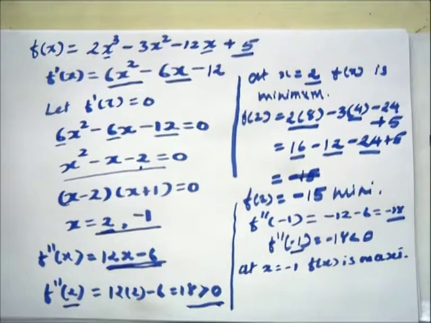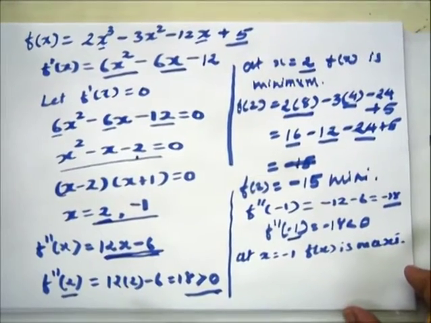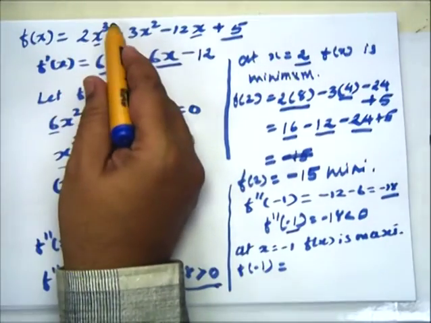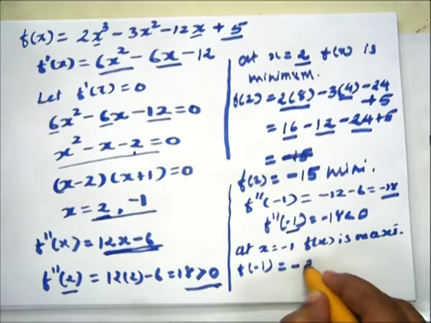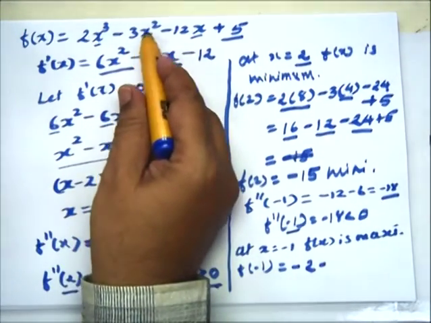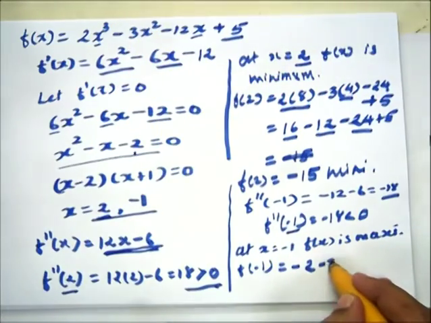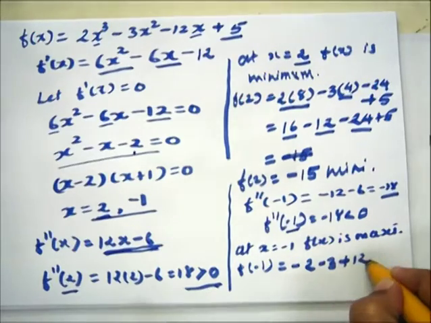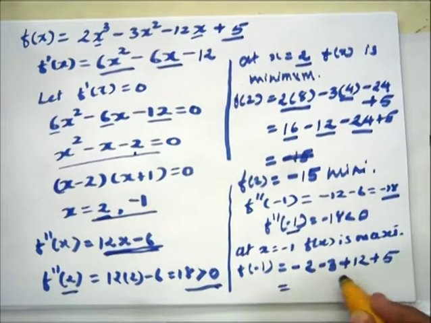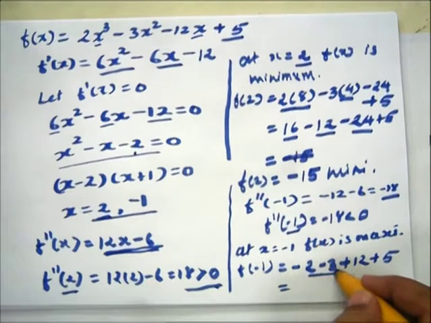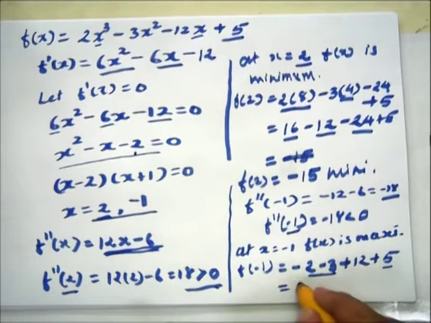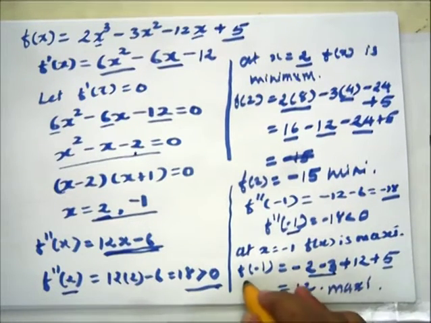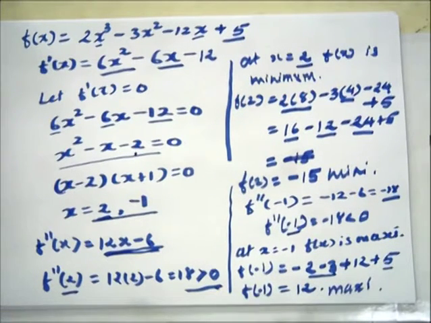f(x) is maximum. So here let us get the maximum value of the function. So it is f of minus 1, that is equal to 2 into minus 1 cube, which is minus 2, minus 1 square is plus 1 into 3, so it is minus 3. Minus 12 into minus 1 is plus 12, and plus 5. So minus 2 minus 3 is minus 5, plus 5 is 0, and the remaining is 12. So this is the maximum value of the function at x is equal to minus 1.